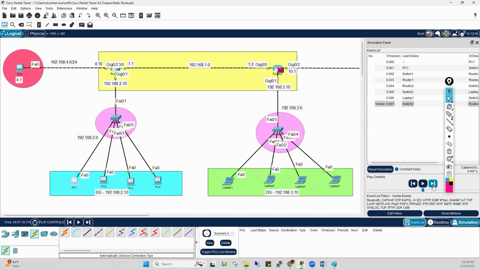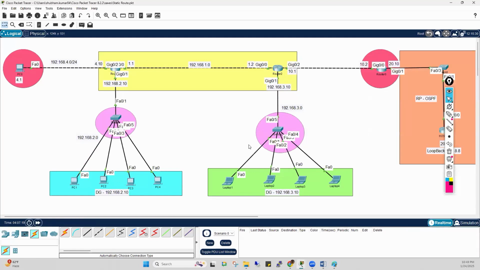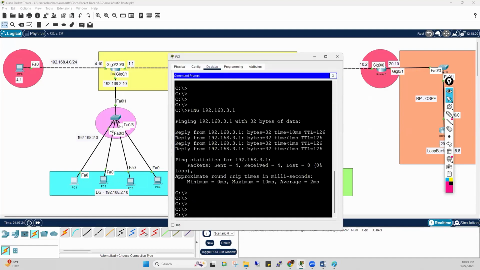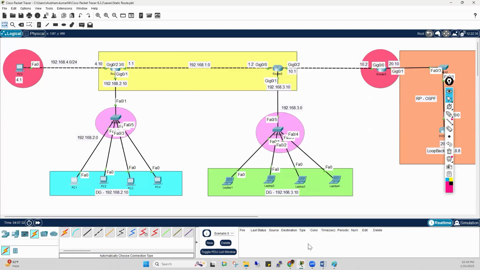That is the next hop. Clear? So see, this router is forwarding the packet here. Here communication happened. Getting my point, everyone? I hope this is clear to all of you. Now I am able to ping. We sent 4 packets and received 4 packets, 0% loss. So this is the first way by which we can configure the static route.